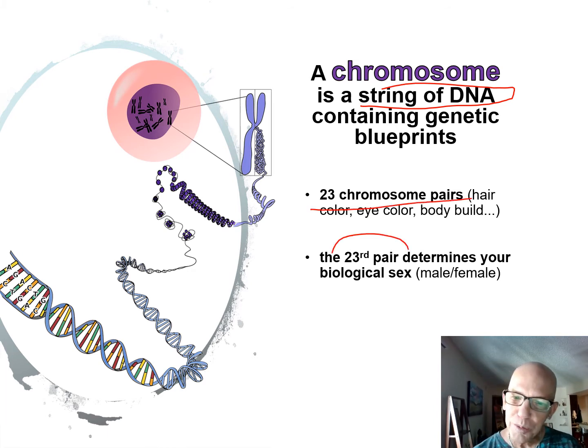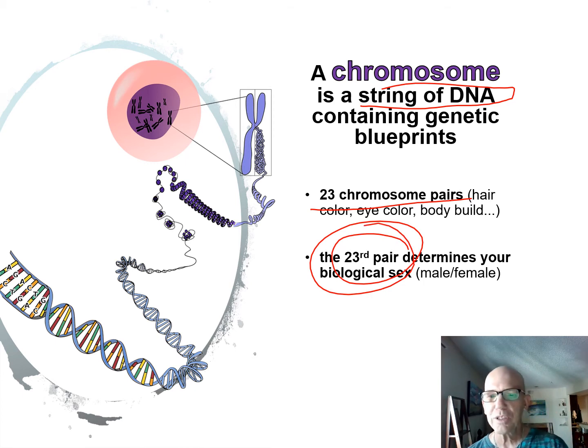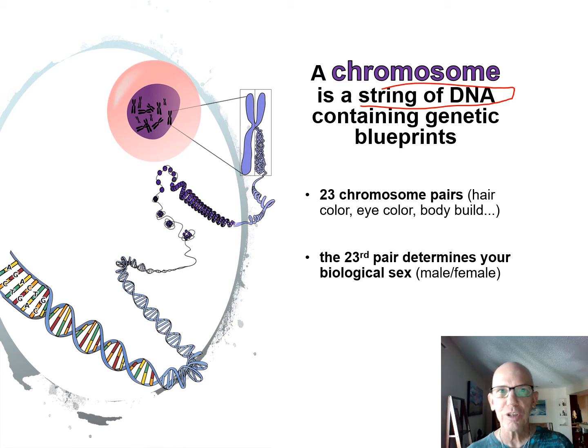And the 23rd pair is the one that's important for class today, because all the other pairs are like your body type, your structure, your eye color, hair color. But the 23rd pair is the one that makes you male or female. Now we'll talk about all kinds of intersex categories in the next lecture.